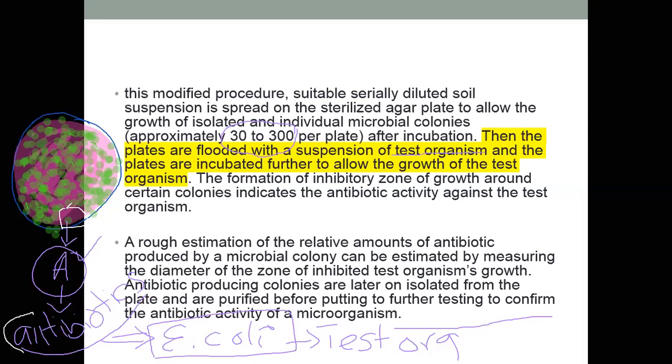And if you see a zone of inhibition against a colony, that means that colony is producing an antibiotic which is effective against the E. coli. And this is a modification of the crowded plates technique.